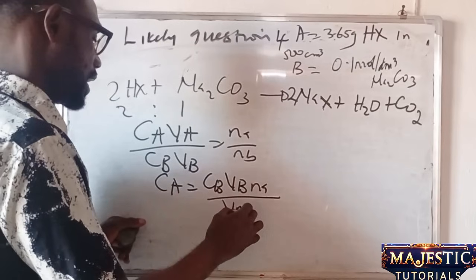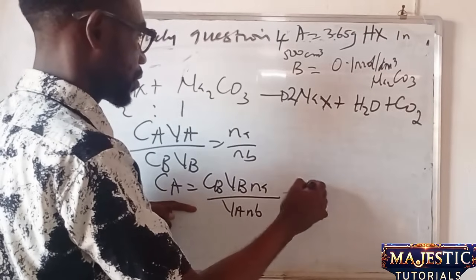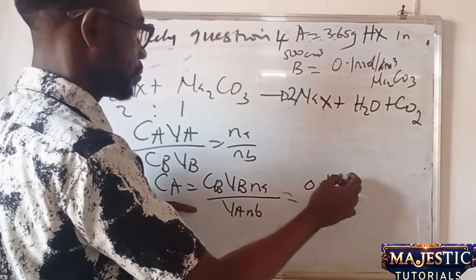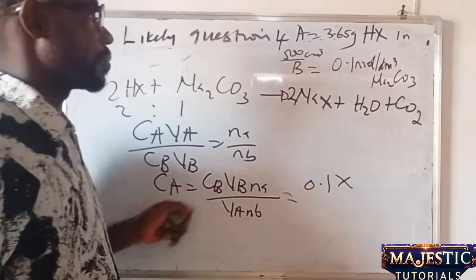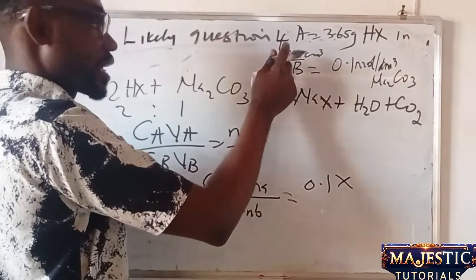Over VB. We start substituting values. What is our B? They gave it to us as 0.1 times. Remember that this HX was in 500. Don't joke with this volume. That means it is not even 3.65 that is the mass concentration. We will find the one in 1000.